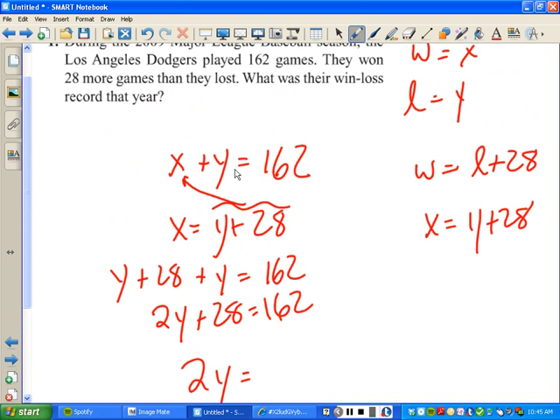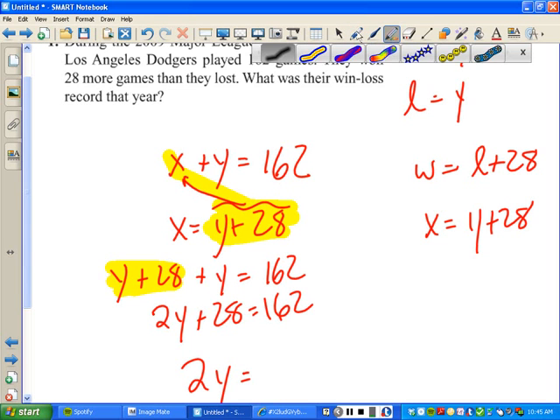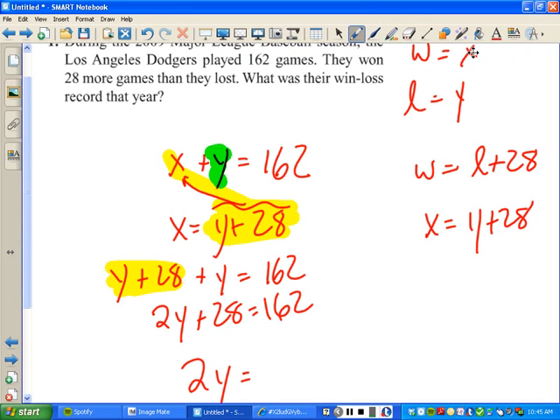X plus Y is 162, and X is equal to Y plus 28, yes? So I take this Y plus 28 and I stick it there for X. This X here is this piece here, so I take this piece and put it there. So I got Y plus 28 plus the Y that you had here. This Y is this Y here. Okay?